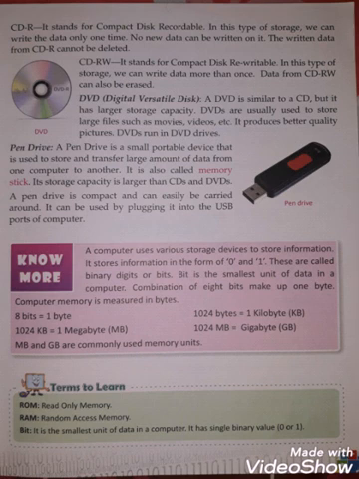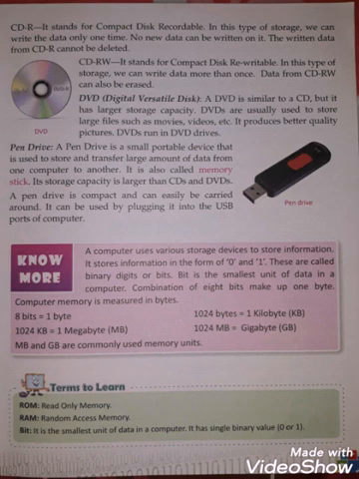Last secondary storage device beta, that is pen drive. A pen drive is a small portable device that is used to store and transfer large amount of data from one computer to another. It is also called memory stick. Its storage capacity is larger than CD and DVD. So pen drive is again one portable. Portable means where you can transfer that drive from one place to another. You can carry that storage device from one place to another.